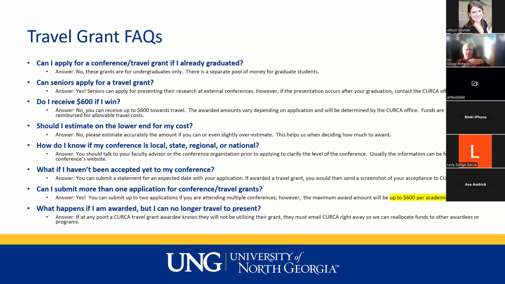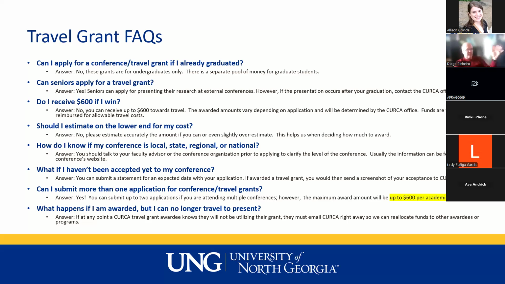And you can submit up to 2 applications per cycle, right? If you're attending multiple conferences, submit individual ones per conference. But once again, that $600 limit that we have is for the academic year. So if you already got some money in the fall, if you're presenting at 2 conferences in the spring, at the end of the day, the limit for the academic year is $600. And if you do get a grant but are not going to travel anymore, let us know and we'll take care of it in some way, right?